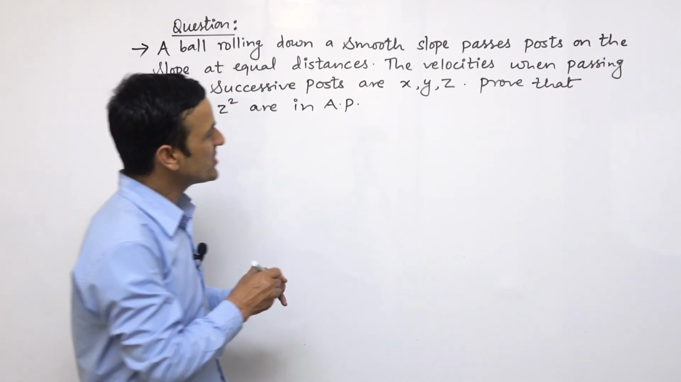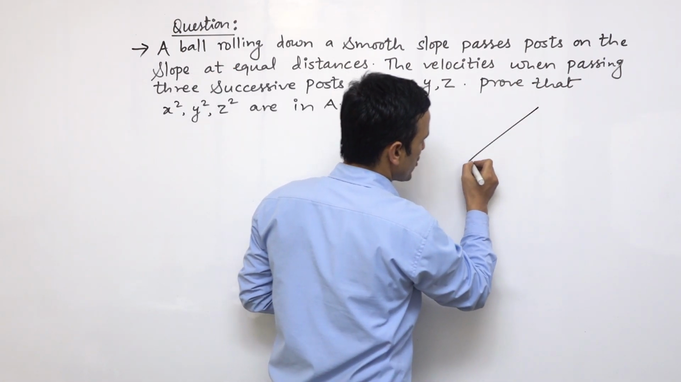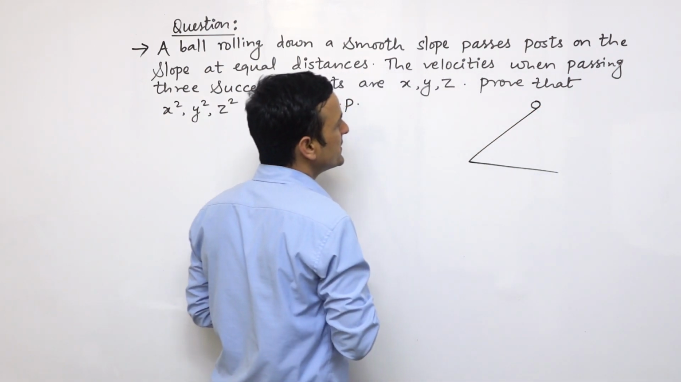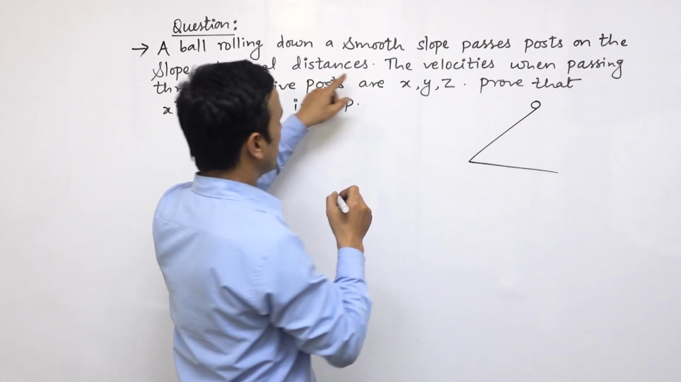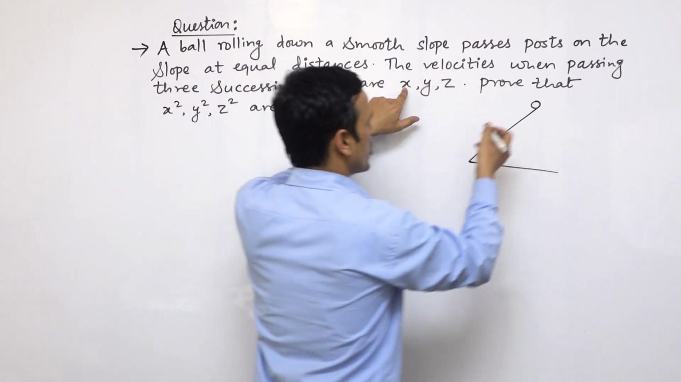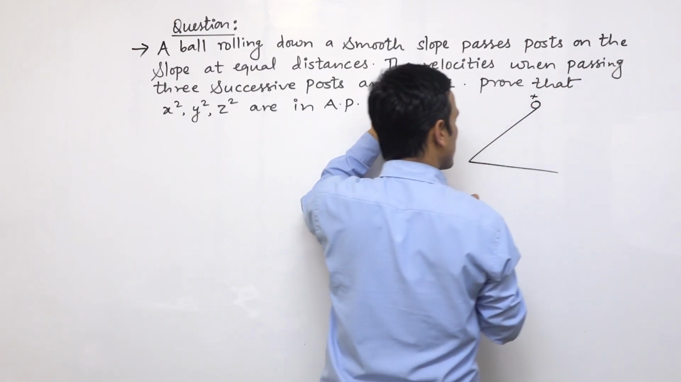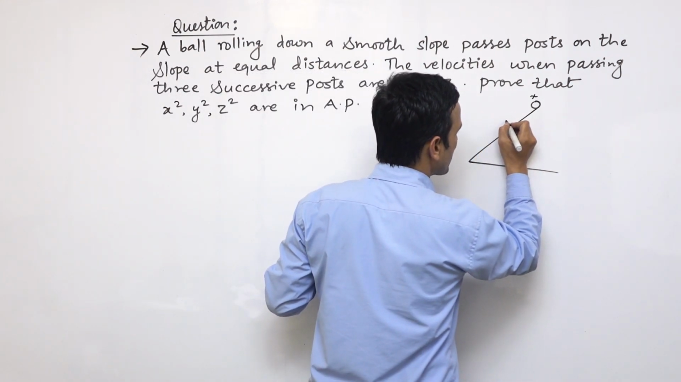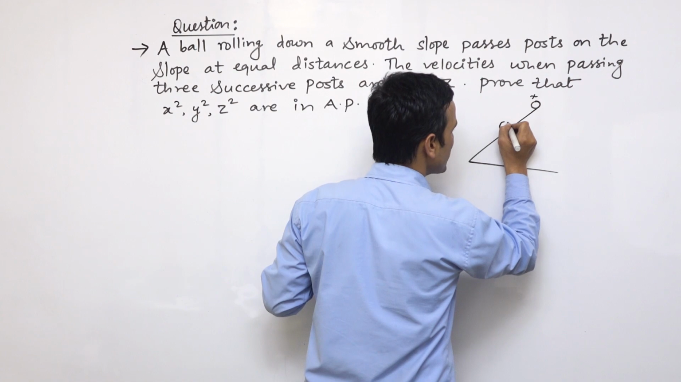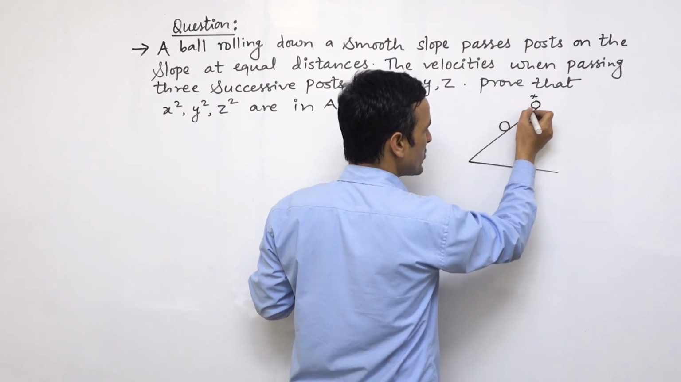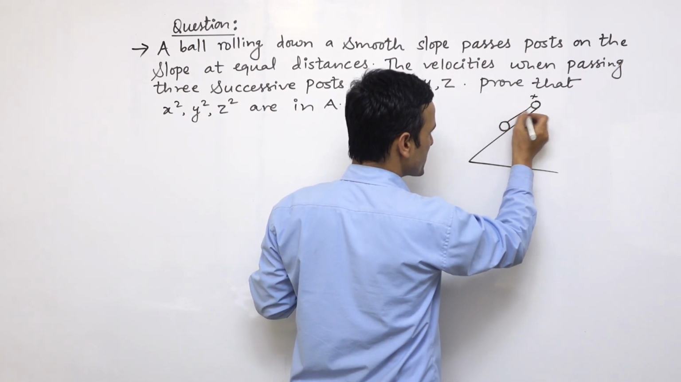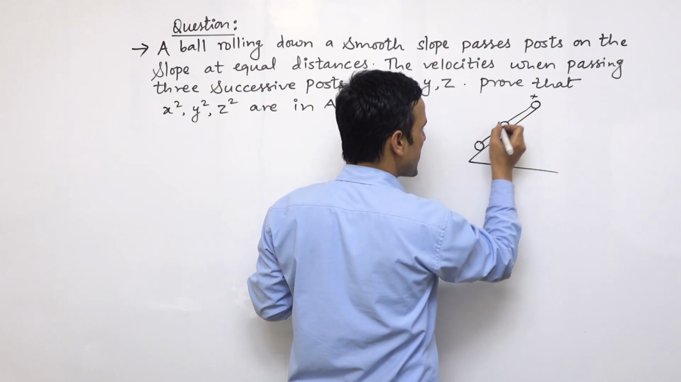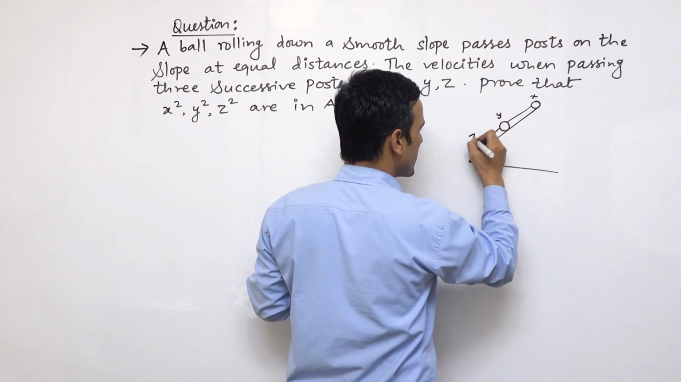So the ball is rolling down here. Now we can draw the figure. So the ball is rolling down from here with the velocities given here. Its velocity is x, provided by the question. So another post is here at an equal distance. The distances will be equal. This is the post, and another distance is this one. This is the same distance. So its velocity is y, and its velocity is z.